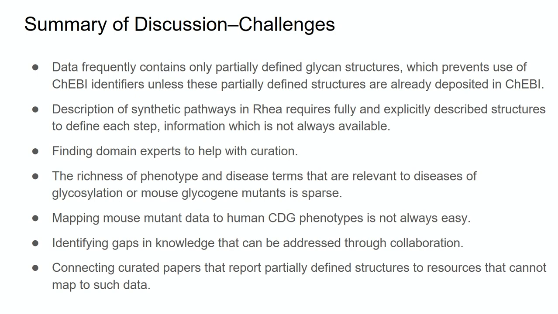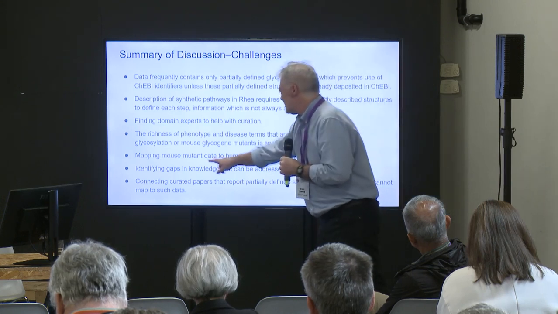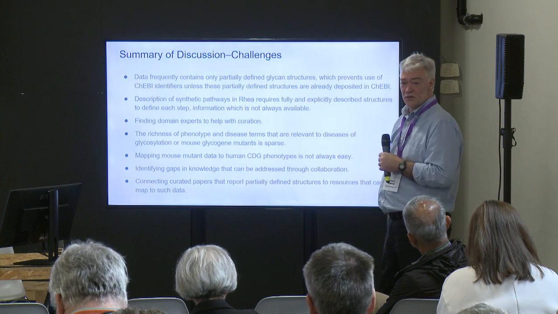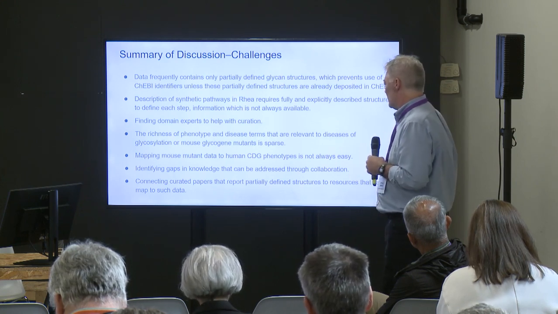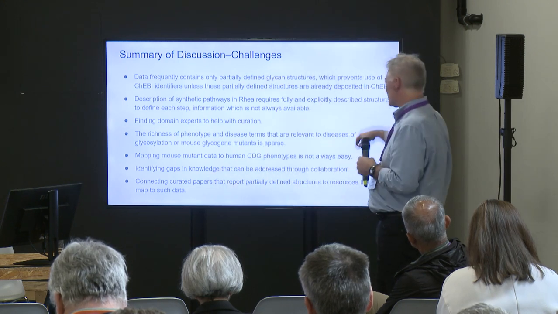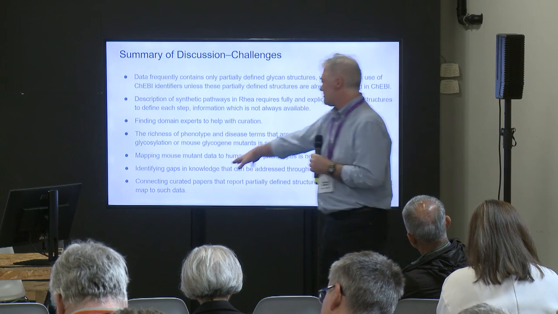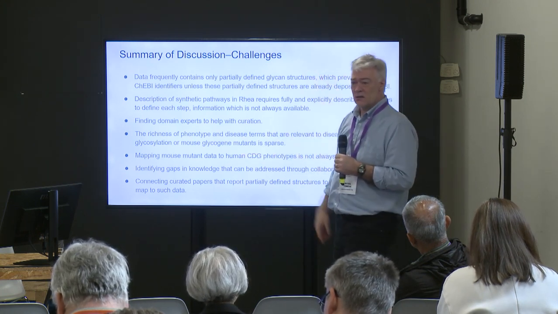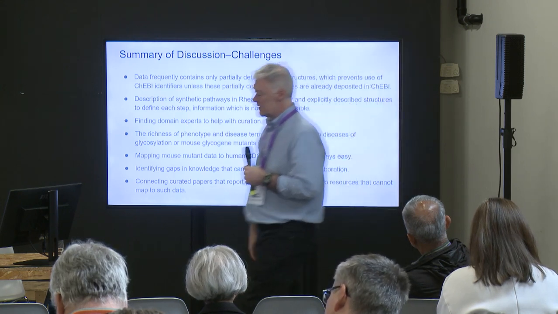Richness of phenotype and disease terms that are relevant to diseases of glycosylation, or to mouse mutants that may be lacking glycogenes. The richness of those descriptors is kind of sparse at the moment. It could be expanded. That also means that mapping mouse mutant data to human congenital disorders of glycosylation, or CDG phenotypes, is not always very easy. And of course, identifying these sorts of gaps in knowledge really requires these collaborative get-togethers and discussions. Connecting curated papers that report partially defined structures to resources that cannot map to such data. We talked about GlyGen, that's a challenge as well. Again, dealing with the ambiguity that we get experimentally in glycan structures. So I think that was the end of question four's discussion.